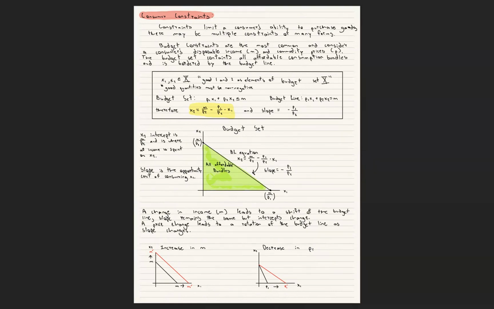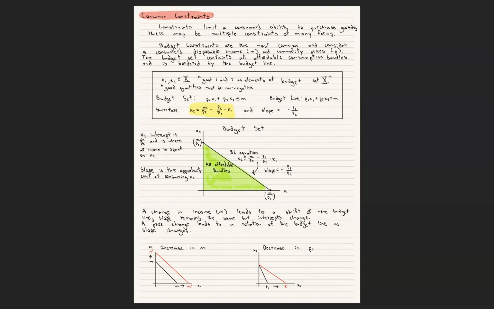Basically, budget constraints consider a consumer's disposable income and commodity prices. And the budget set contains all affordable consumption bundles and is just bordered by the budget line. We've got the definition there and some important equations that you should understand. Price of good one times the quantity of good one plus price of good two times the quantity of good two must be less than or equal to your budget.